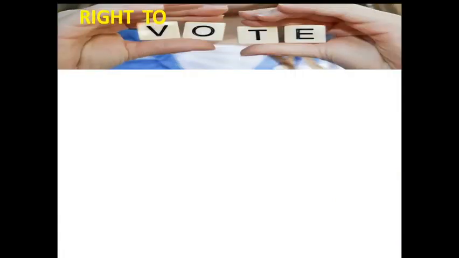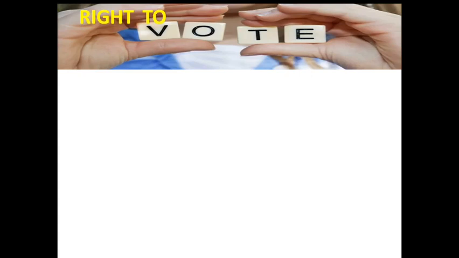Our second point under democracy is right to vote. The Indian Constitution has made the provision of right to vote for adults. In the pre-independence period, that is before independence, there were many provisions which restricted the right to vote, but all these provisions were cancelled after independence.